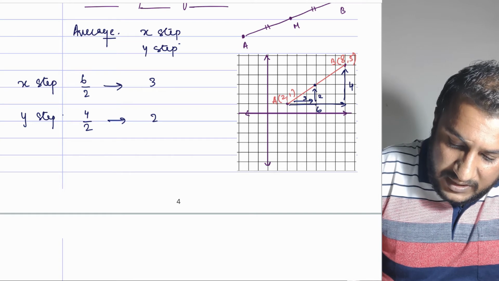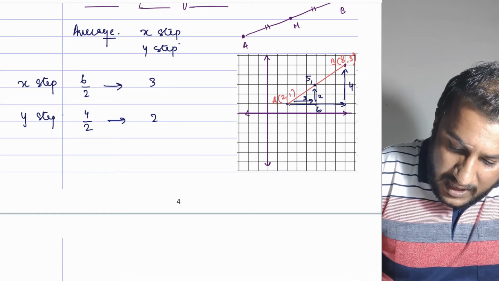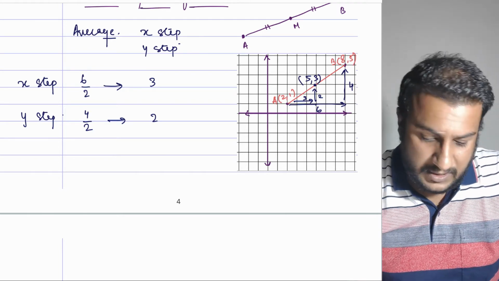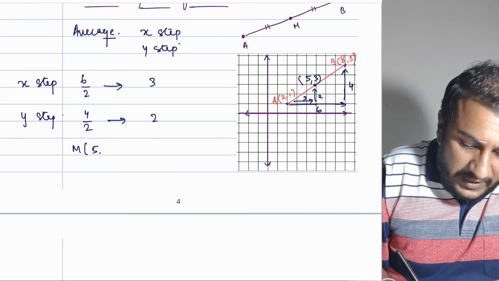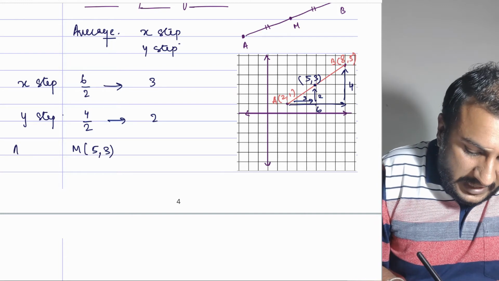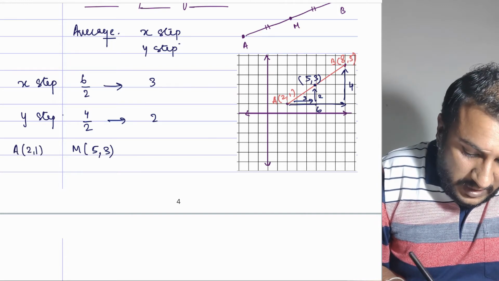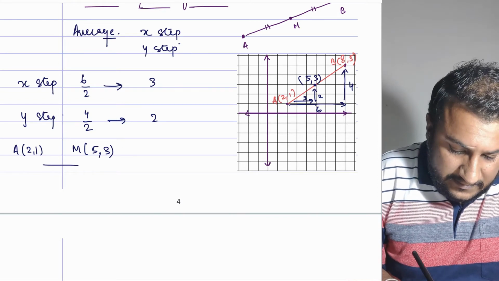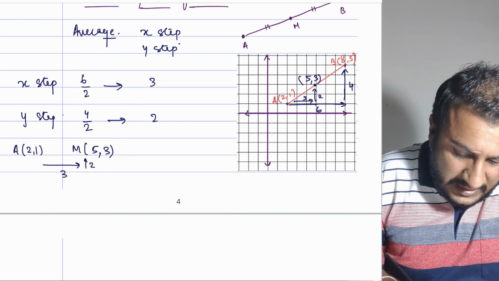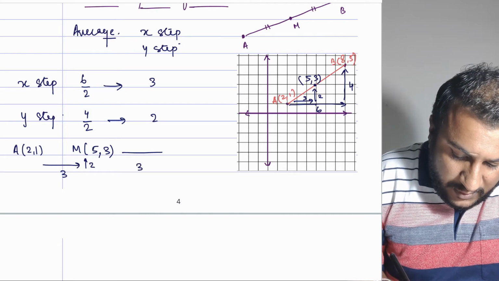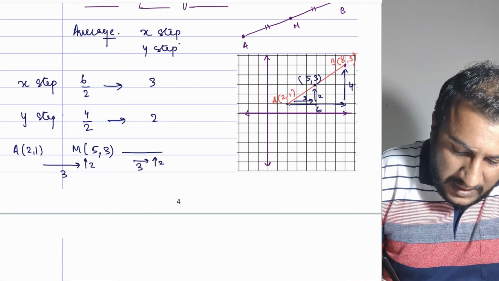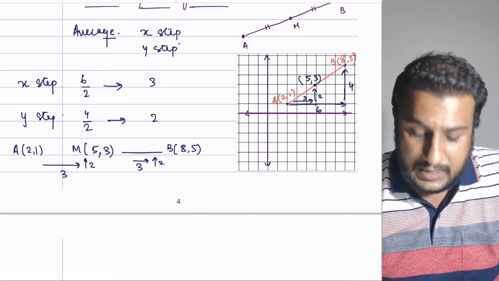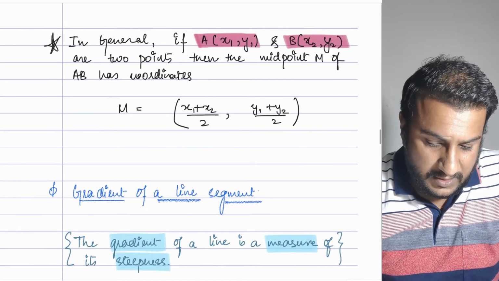What is this coordinate? This would be 5, and 2 steps from 1, 5, 3. Okay, clear? So your midpoint coordinate is 5, 3. So from point A, which is 2, 1, you move 3 units in x and 2 units up. Again, 3 units over here, you go in this direction and 2 units up, you will land up at point B, which is 8, 5. Clear?